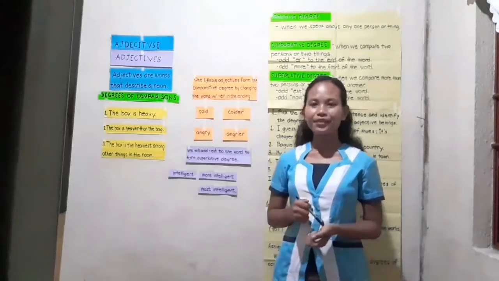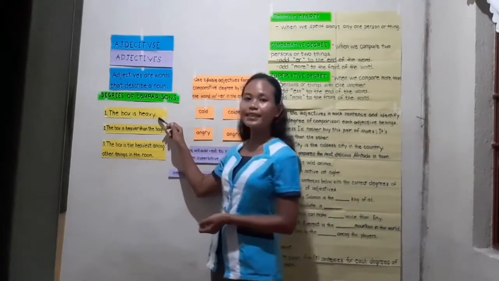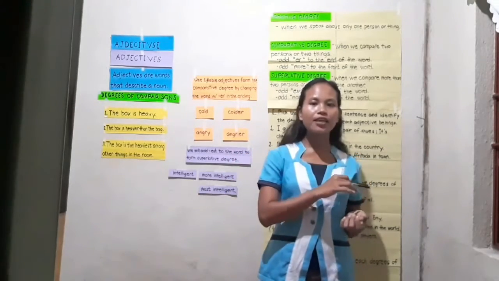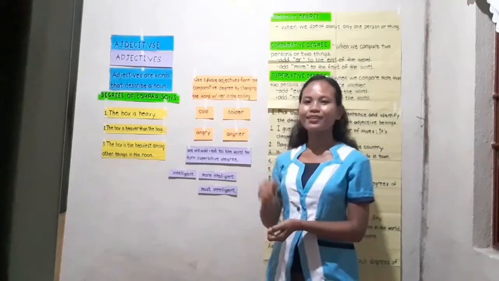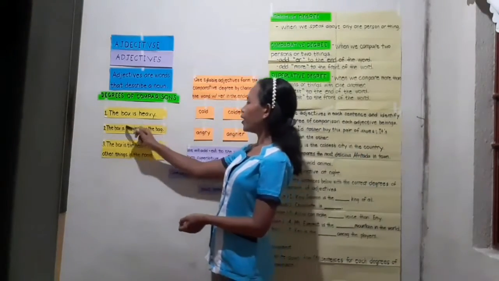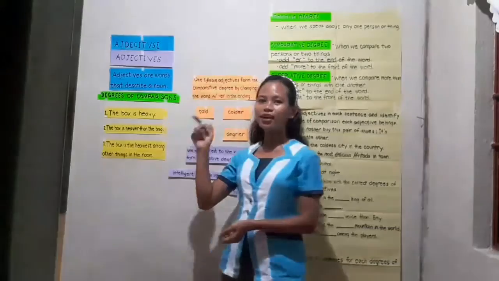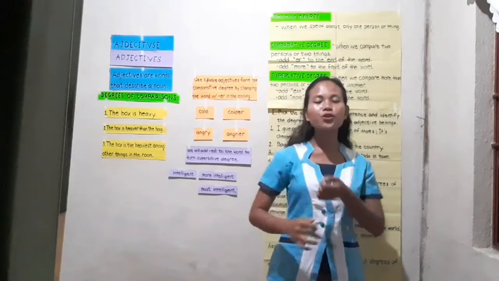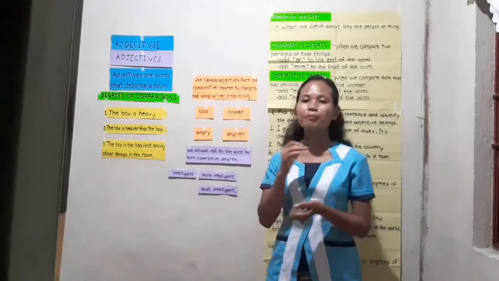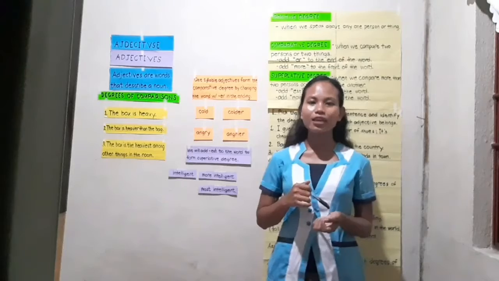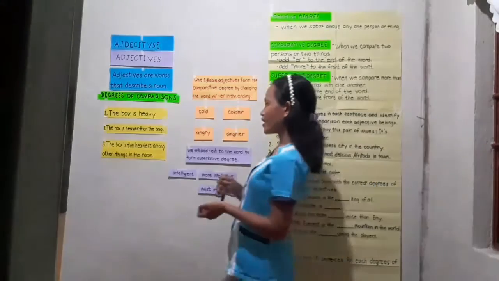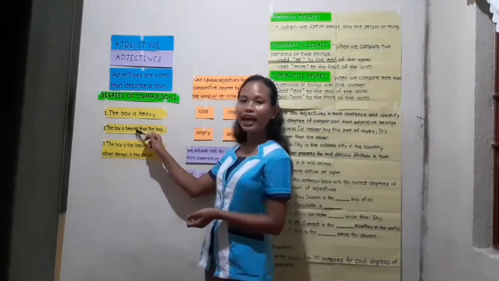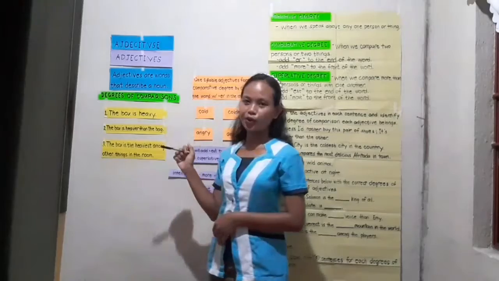The box is heavy. The word heavy here is in the positive degree. Now, what will happen, class, if we compare the heavy box to another thing? Yes, it will become the box is heavier than the bag. Okay, when we compare the positive degree, the heavy box, to another thing, class, we need to use the comparative degree. That means that the word will change. As you can see, in the word heavy, the letter Y here is changed into I, and we add ER in the end of the word.